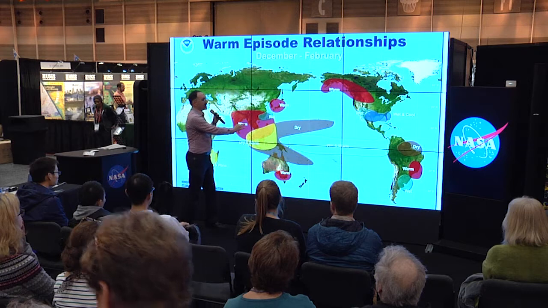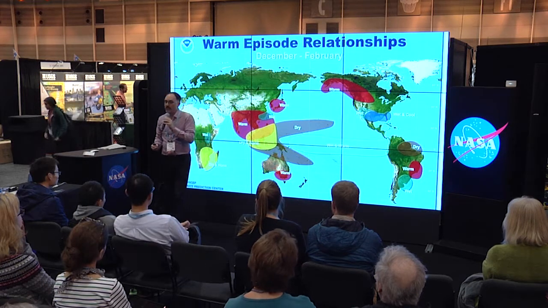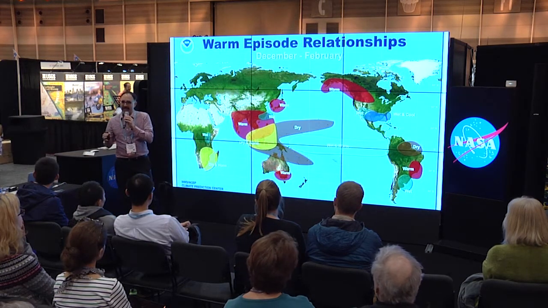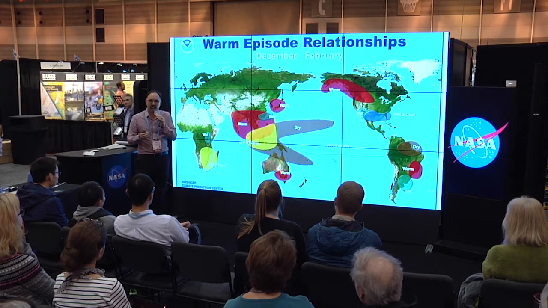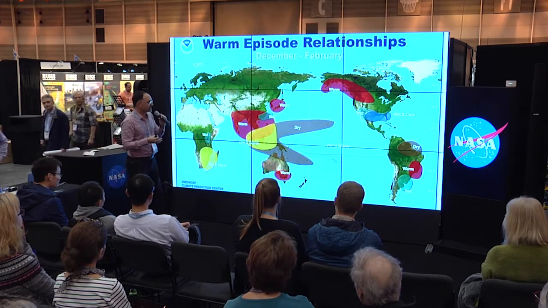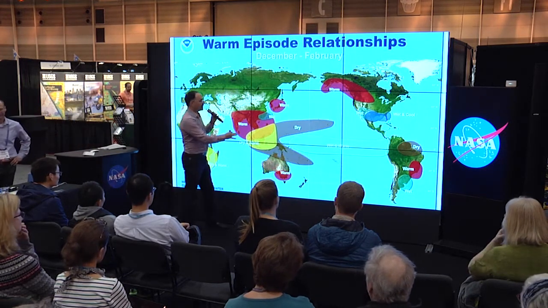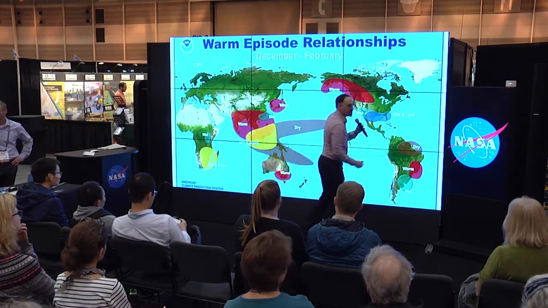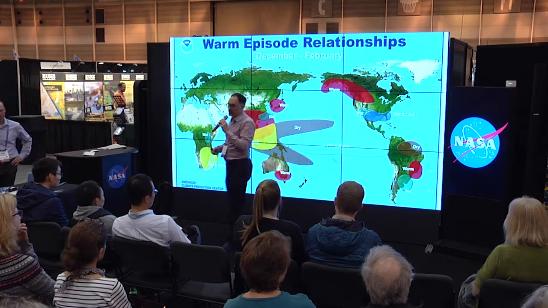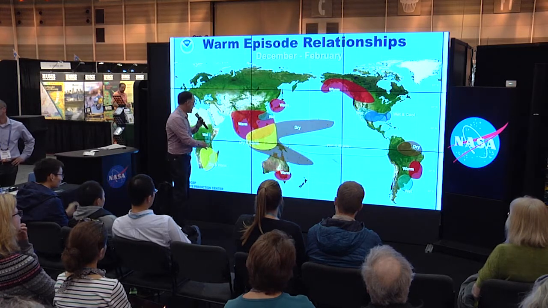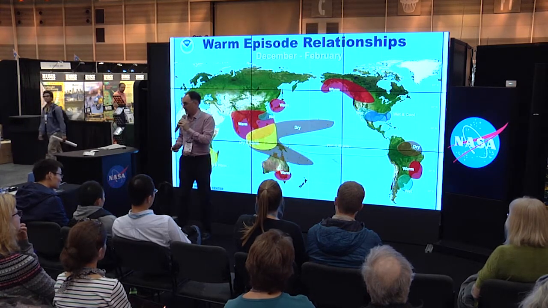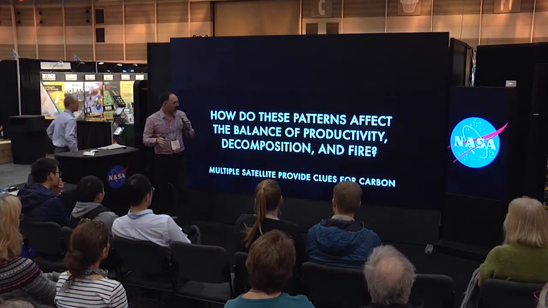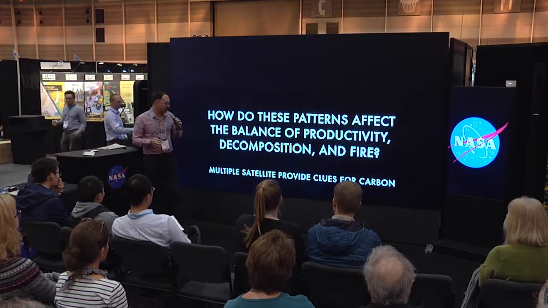So you can really see here that during a typical El Nino, Indonesia is sort of at the epicenter of those changes. And we're going to see, as a consequence, what kind of changes happen here, as well as the dry and warm conditions that typically occur during an El Nino in South America, as well as in Africa. How do these patterns affect the balance of productivity, decomposition, and fire?